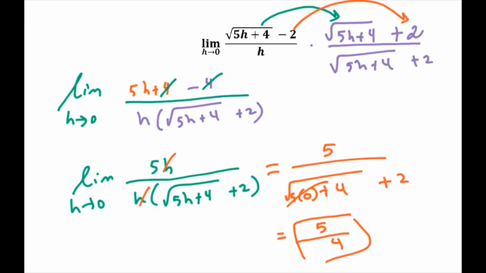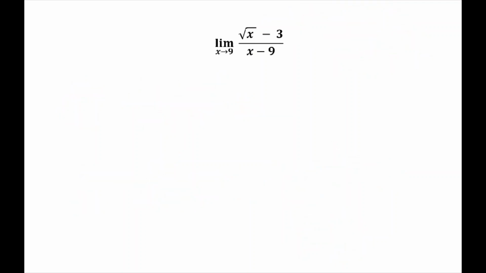5 over 4. Now let's first try to substitute x by 9. So square root of 9 is 3, 3 minus 3 is 0. And the denominator, 9 minus 9, is also 0.